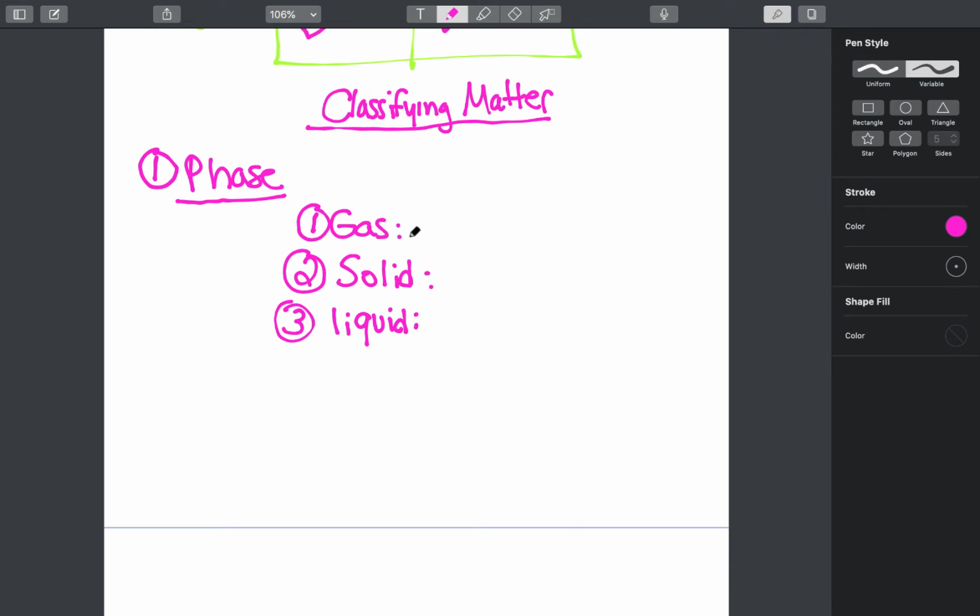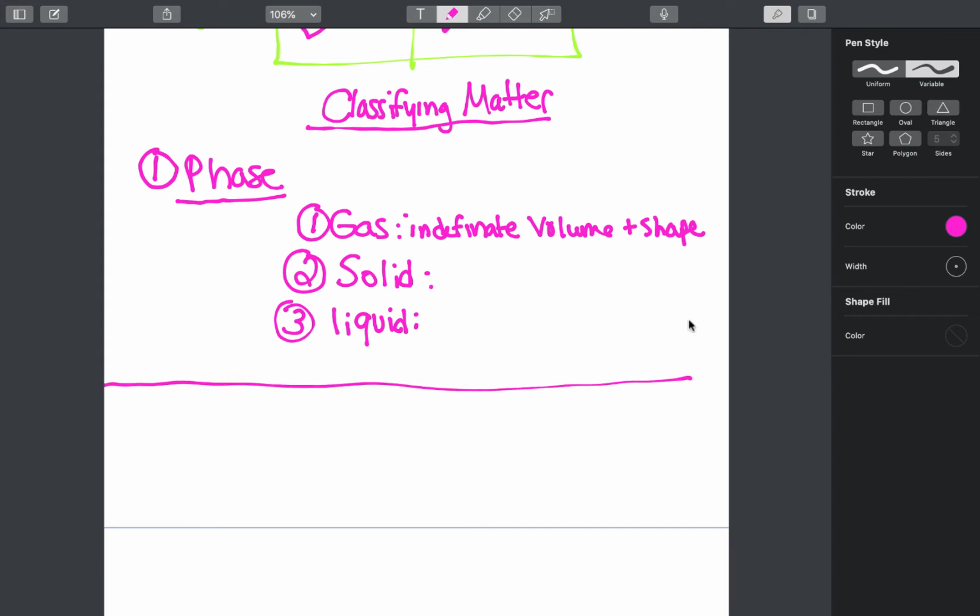All right. So let's define each of them. So a gas is a phase of matter in which matter has an indefinite volume and shape. So what do I mean by an indefinite volume and shape? So let's actually draw a picture here.